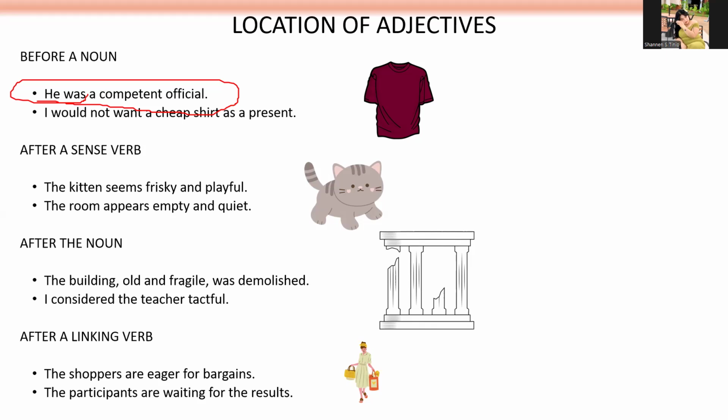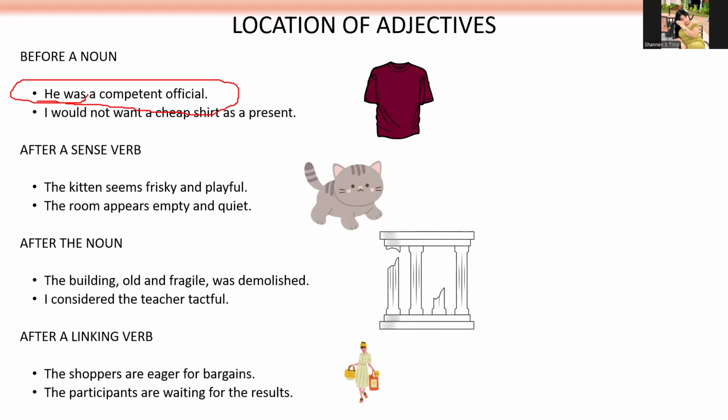May mga narinig akong bumubulong-bulong dito sa side na to. Okay. Yes. The adjective in this sentence is competent. It describes the official. It means magaling siya, mahusay siya, matalino siya, competent.